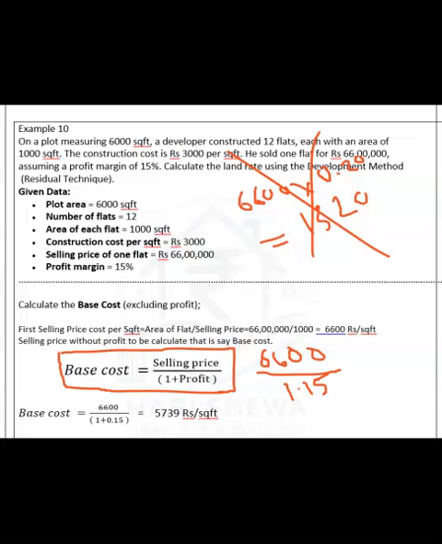Please remember, profit is calculated from the cost. Profit percentage is calculated on the base cost, not on the cost including profit. This is a simple question, only one. This trick is useful here. First, derive the base cost: selling price divided by 1 plus profit, 6,600 divided by 1.15. Do not make this type of mistakes.